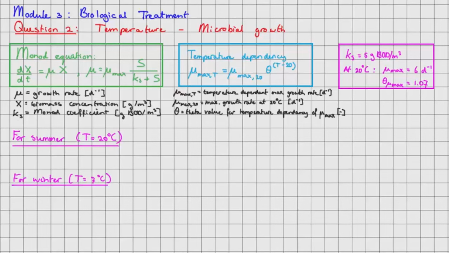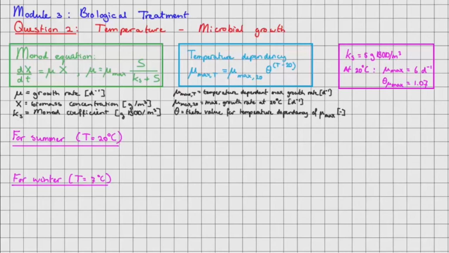We were told a number of things. Firstly, that the Monod coefficient is 5 grams of BOD per meter cubed. Furthermore, at 20 degrees, the maximum growth rate is 6 per day, and the theta value for temperature dependency of mu max is 1.07.